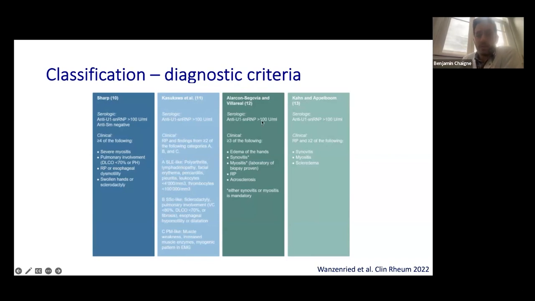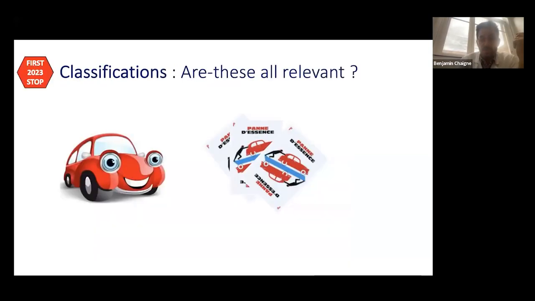The third classification is the Alarcón-Segovia and Villarreal, which we will call the Alarcón-Segovia classification, which classifies patients with MCTD if they have anti-RNP antibodies with, here again, clinical symptoms such as edema of the hands, synovitis, myositis, Raynaud phenomenon, acrosclerosis. And last but not least, the Kahn classification. Here again, positive RNP antibodies, with clinical features of systemic sclerosis, including Raynaud phenomenon, as well as synovitis, myositis, and scleroderma. So what you can see here is that MCTD is defined by the presence of anti-RNP antibody, and that there are some common symptoms in all classifications. And this is where I hand over to Kevin, who will introduce his MD thesis.